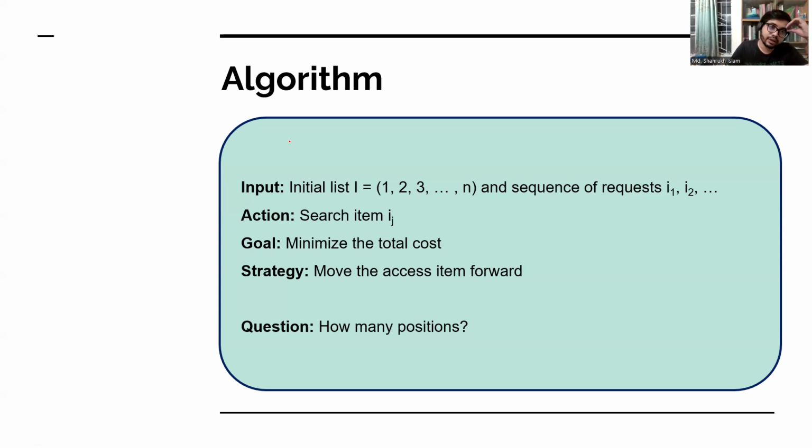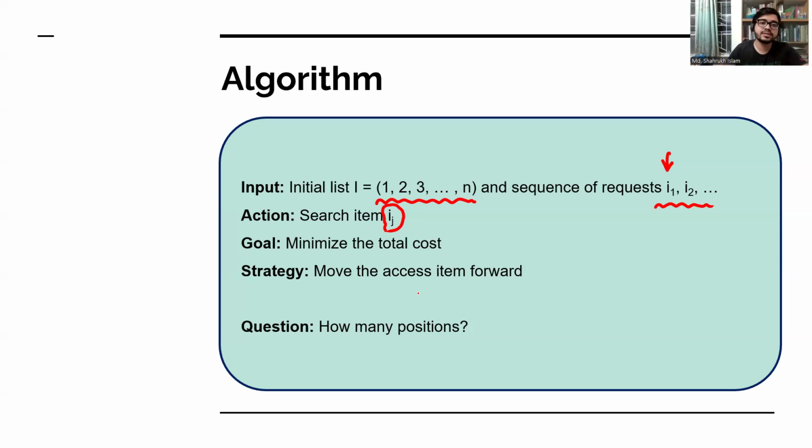What is it? Our input is some sequence list. Okay, the initial list is 1 to n in natural numbers. And the sequence of requests is I1, I2, and so on. For example, I1 is a query about 7, I2 is a query about, let's say, 3, and so forth. We want to search item Ij, whether it exists or not, okay? And we want to minimize the total cost because you know that the cost of a query is the length of that particular element from the head, okay? Distance from head.